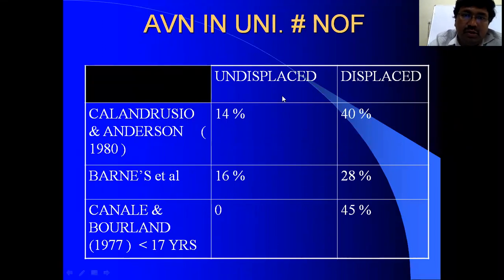Regarding avascular changes in unilateral fracture neck of femur, different studies are done, and in all the studies we can see that once there is a displacement of the fracture neck of femur, the rate of avascular changes is more in all the displaced fractures. Once it is displaced, the surrounding blood vessels and everything will get damaged. So compared to undisplaced fractures, displaced fractures cause more avascular changes.